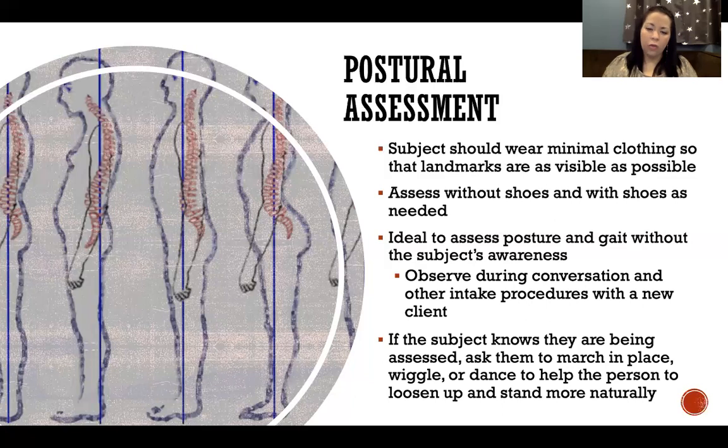So when they know that they're being assessed, if they seem really stiff or like they're trying to have good posture, get them to loosen up. Ask them to march in place, wiggle around, dance, whatever they need to do to loosen up and then just kind of freeze in neutral. That's where you want to assess them. You don't want to assess their most perfect, pressed position. You want to assess their natural neutral position.